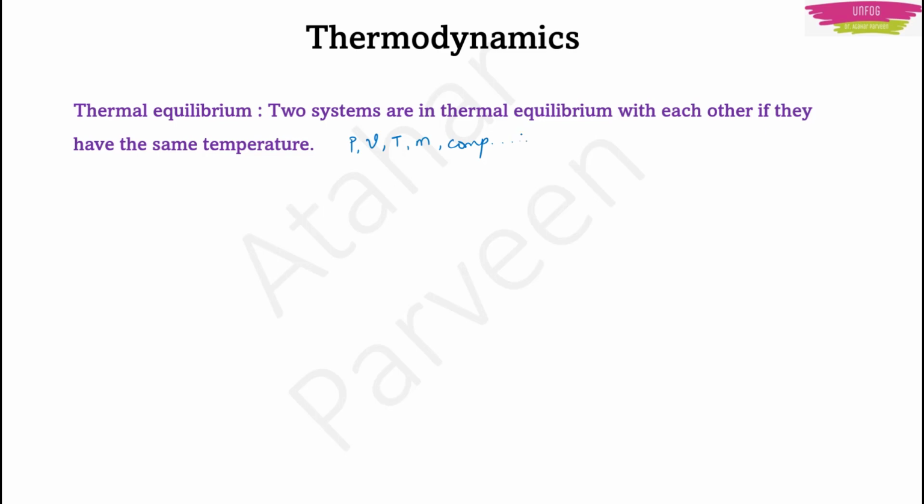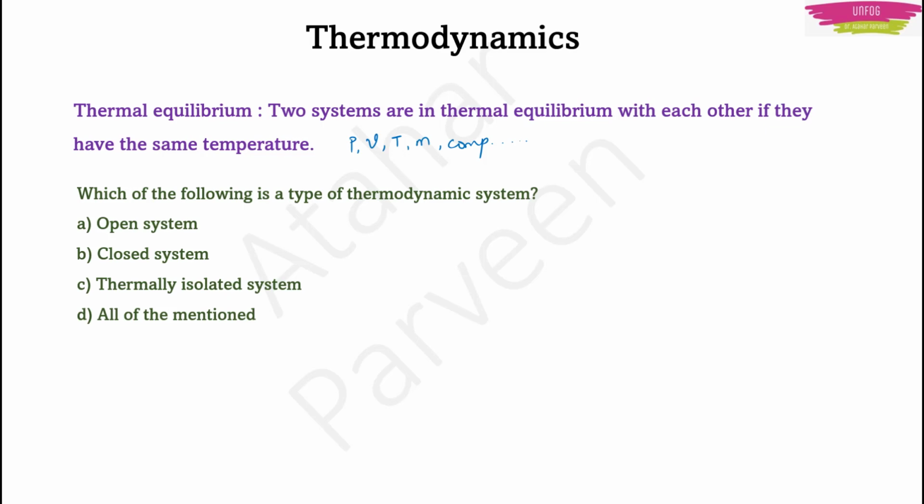That means, for example, you have two systems. You say that those two systems are in thermal equilibrium with each other if they have no change in temperature, meaning if they have the same temperature. If the two systems have the same temperature, then you can say that those two systems are in thermal equilibrium. In the same manner, you can say it for pressure, volume, mass and all that also. So this is what thermal equilibrium is.